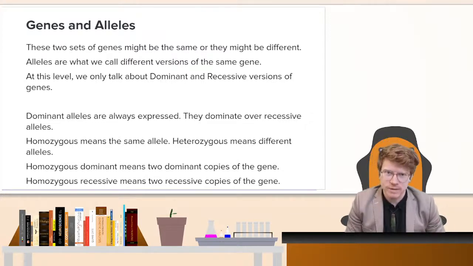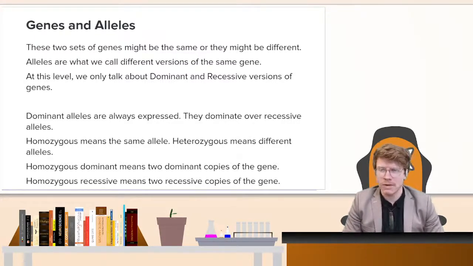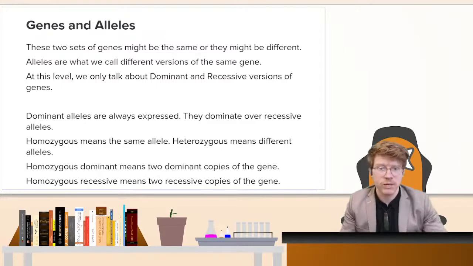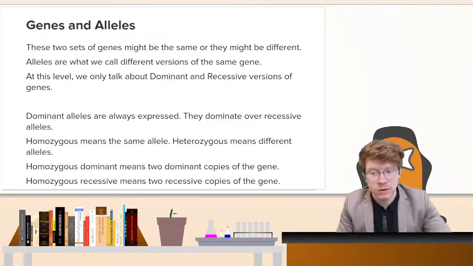Dominant alleles are always expressed. They override the recessive alleles. Homozygous means you have two copies that are the same version, same allele. Heterozygous means different, or opposite. So you have different copies of the allele. At this level, homozygous comes in two forms. You have homozygous dominant, meaning you have two copies of the dominant gene, and homozygous recessive, meaning you have two copies of the recessive form of the gene.